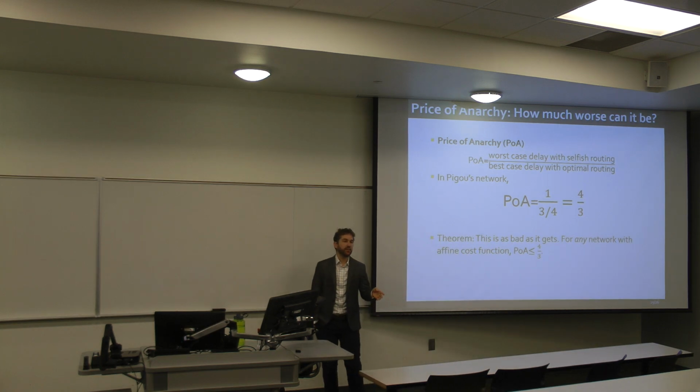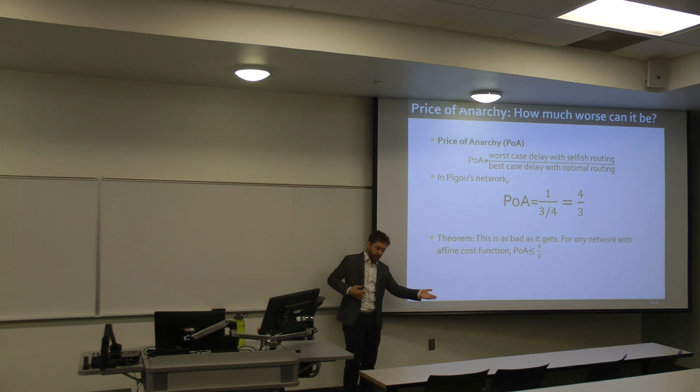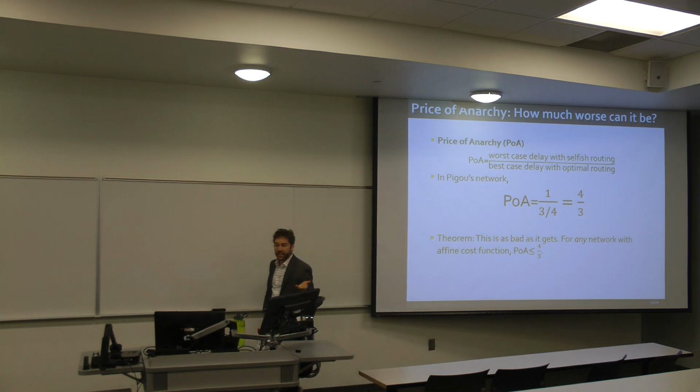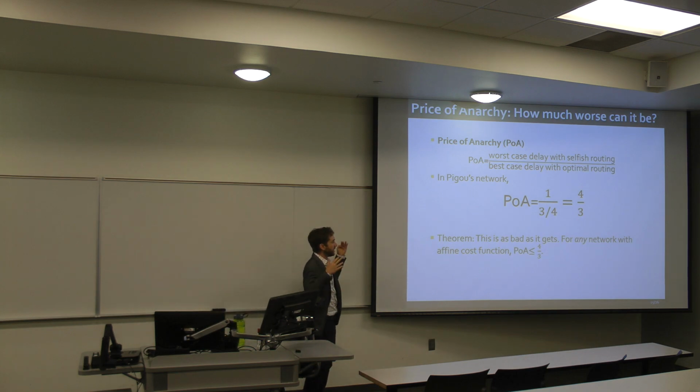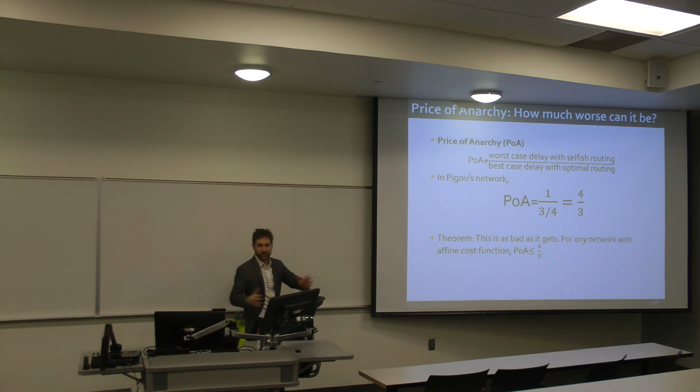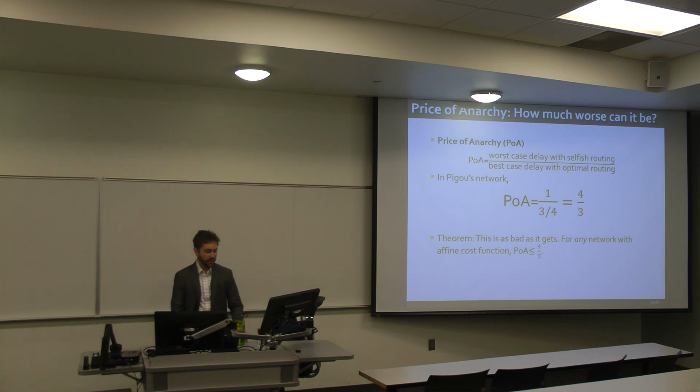Price of anarchy is always greater than or equal to 1. So as a social planner, you could always choose to do the Wardrop equilibrium, at least. So that's the worst case scenario for you, and you could, of course, sometimes do better. And in this case, you could do better. So it's 4/3. I like this name because it evokes this image of people driving recklessly, trying as fast as they can to get from point A to point B without regard for the law or the rules of the road. But anyway, this is the price of anarchy.